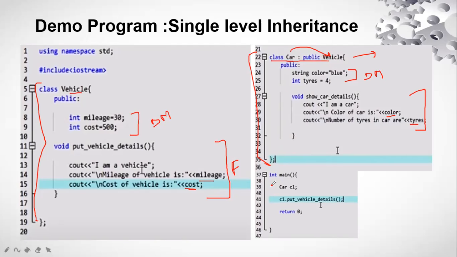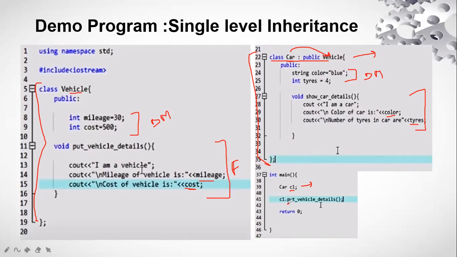Okay. Now I'm going to define the int main. That is, in the main program, I'm going to instantiate the car. That means I'm going to create an instance or an object for the car, that is C1, with the name C1. So car C1 semicolon, and I'm going to call the function which is from the class vehicle, not from the class car. That is, the name is put_vehicle_details.